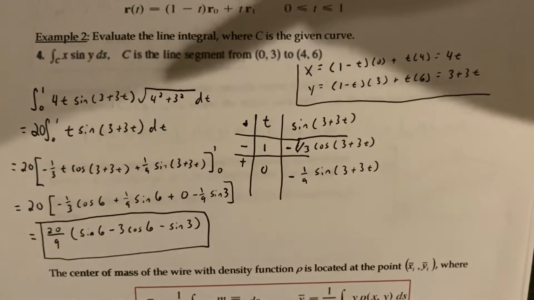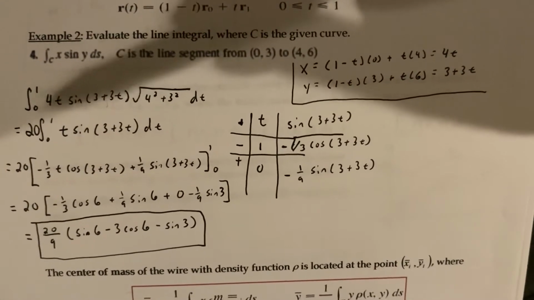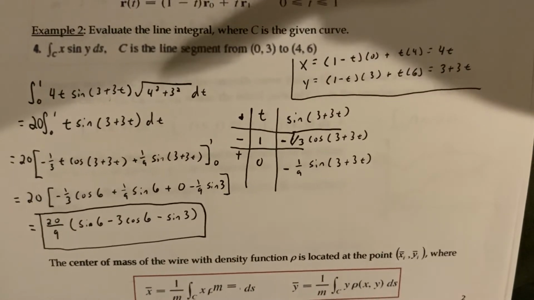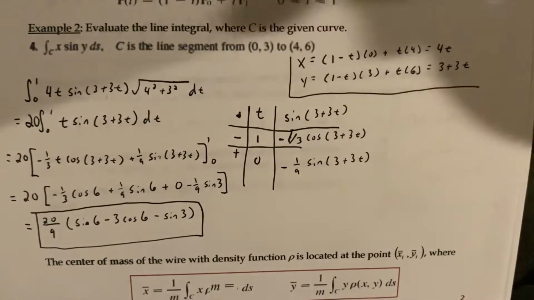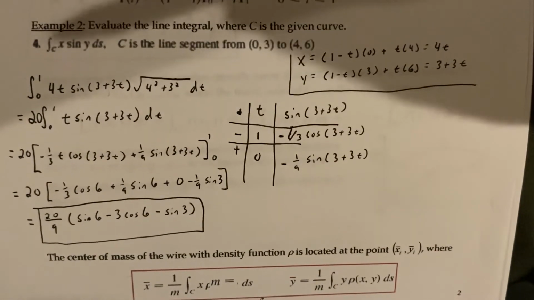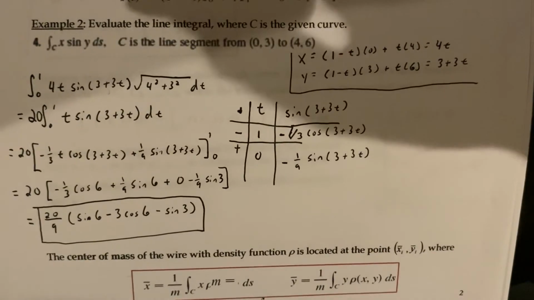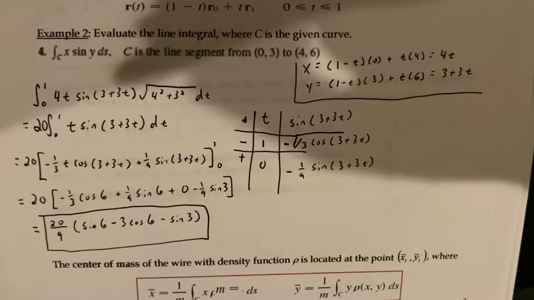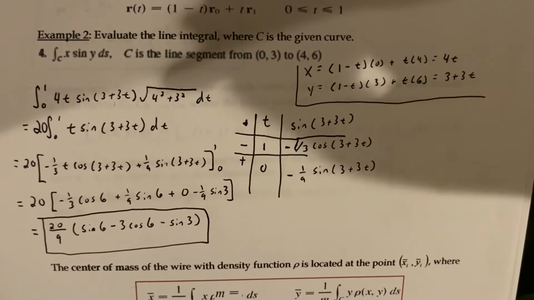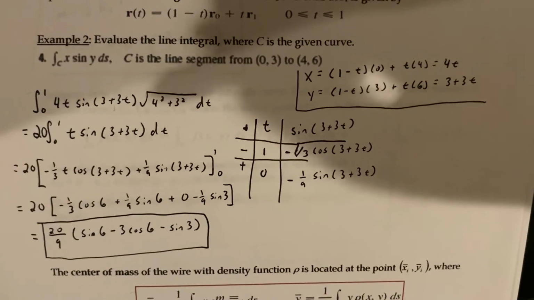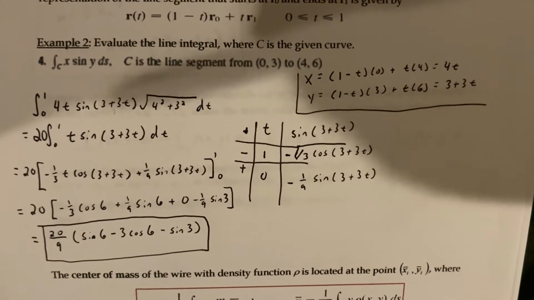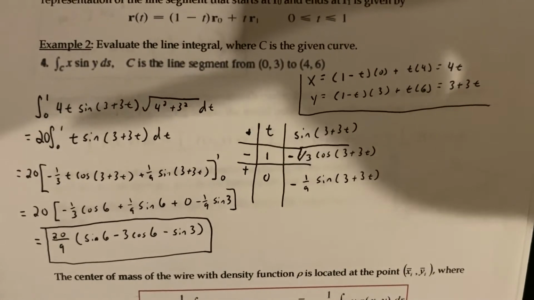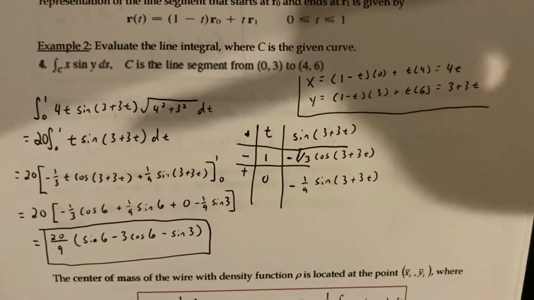Now we plug this into our line integral formula. x is going to be 4t, so that's 4t. Sine of y is sine of 3 plus 3t. And then our arc length is going to be the square root of 4 squared plus 3 squared, which is going to give us 5. I can pull out the 5 with the 4 on the outside, and I'm just left with t sine of 3 plus 3t dt.